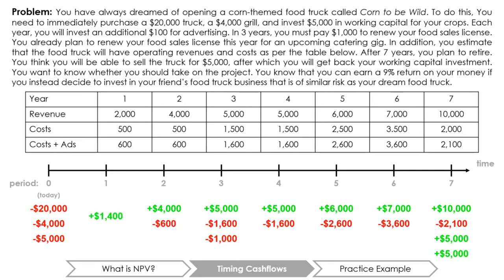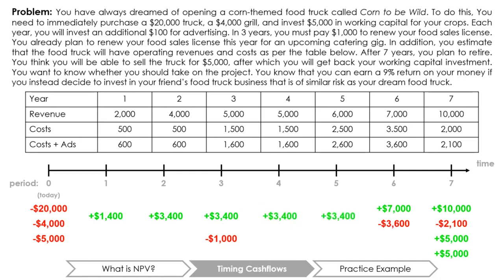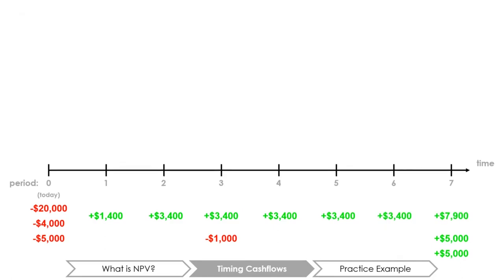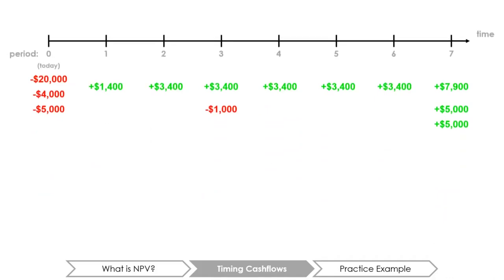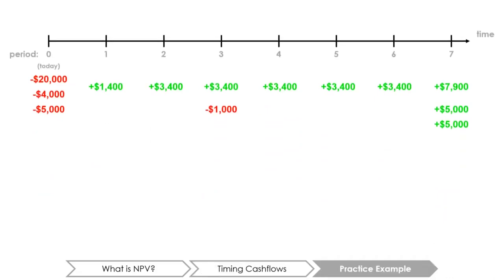We get a net inflow of $3,400 in year two, $3,400 in year three, $3,400 in year four, $3,400 in year five, $3,400 in year six, and $7,900 in year seven. So now that we've mapped out our cash flows, we can make a plan of attack for discounting these cash flows to their present values.